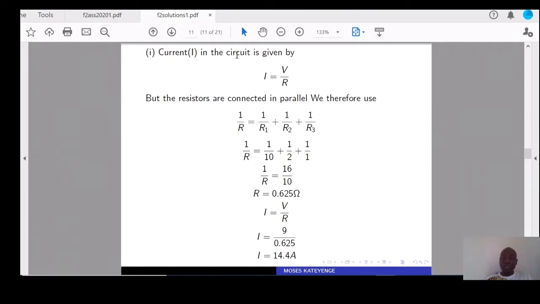And since we have the voltage of the circuit, which is 9 volts, and we have the effective resistance of the circuit, then you're going to say that current I is given by voltage divided by resistance, which is 9 divided by 0.625, and that gives me 14.4 amperes.